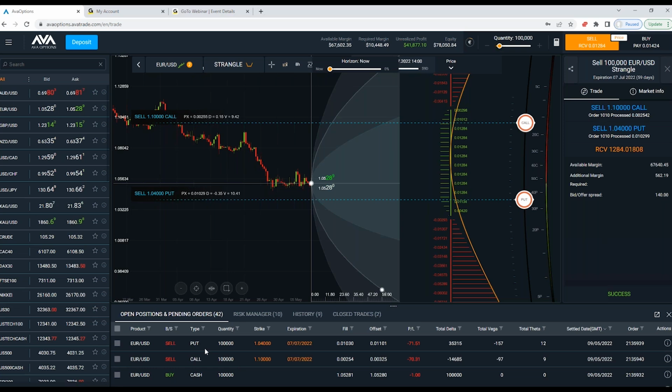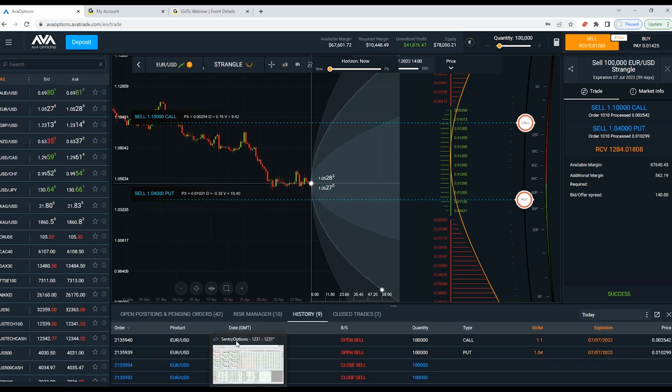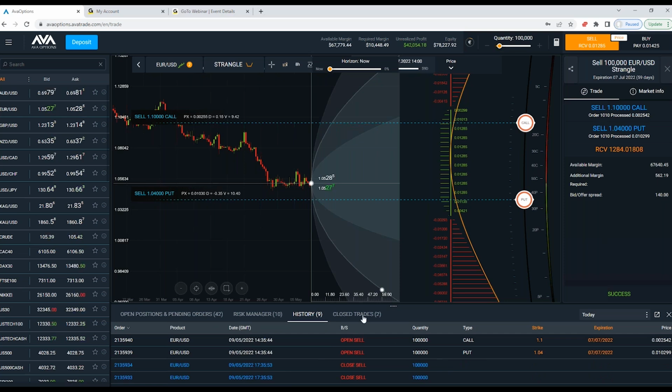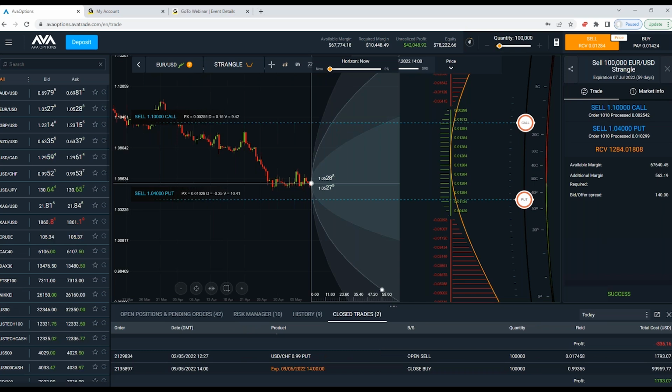There they are. I sold a put and I sold a call. I have my history. I can see the trades that we just did. We sold puts, we sold calls. We also put limit orders on the spot trade that we did. And I can also close trades, of course, and then go into close trades. It'll show me every trade that I've closed.